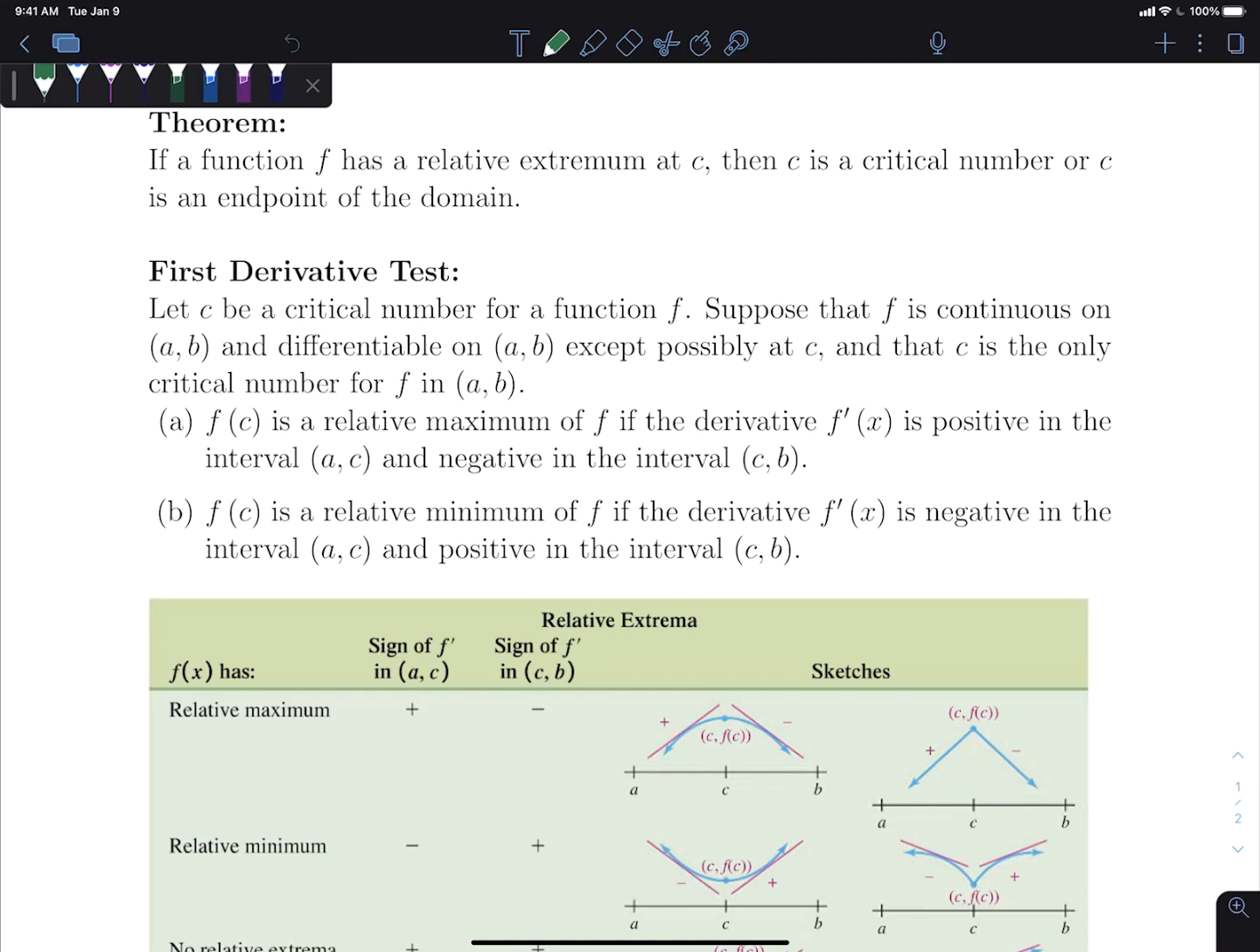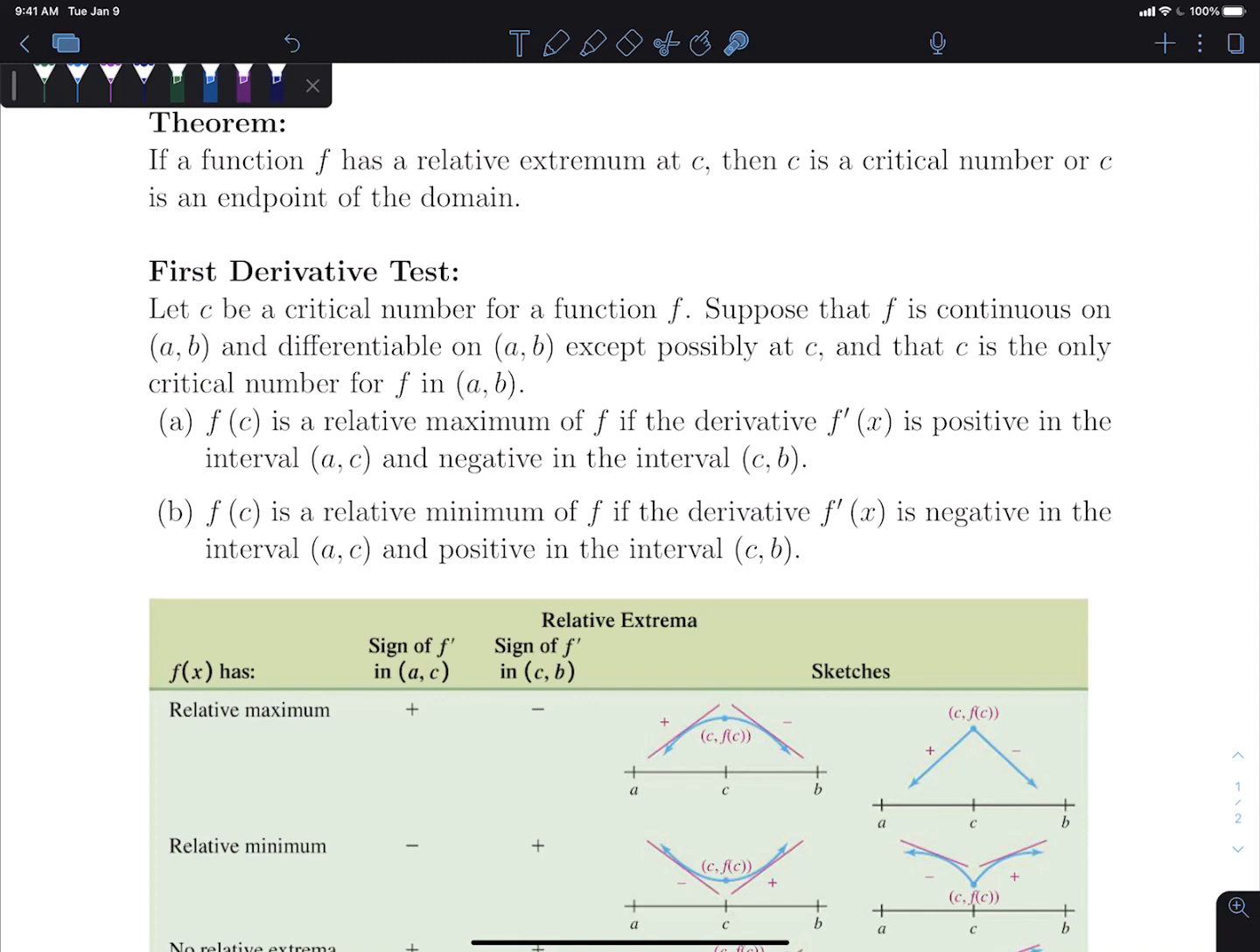Hello. In this video, I want to look at the first derivative test. If a function f has a relative extremum at c, then c is a critical number or c is an endpoint of the domain. Okay, so c is either a critical number or it's an endpoint of the domain.